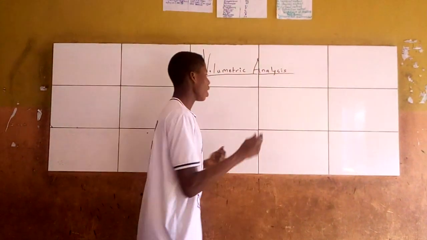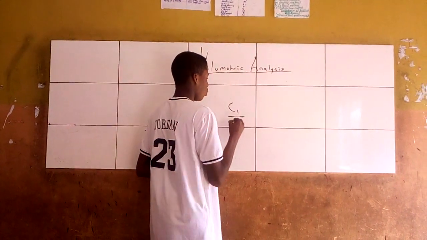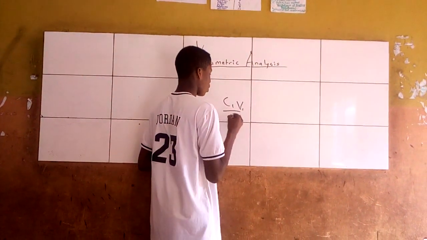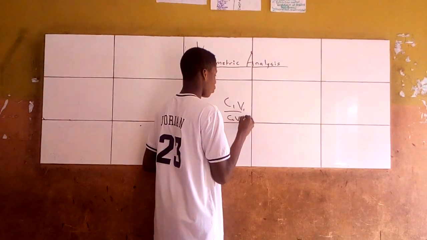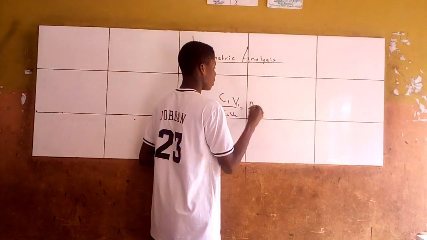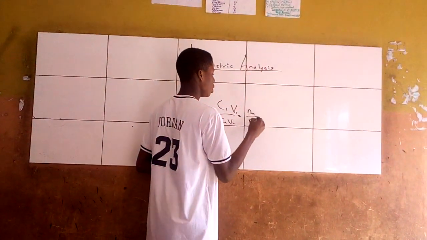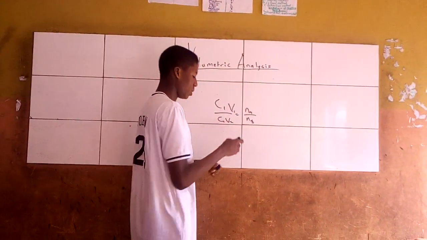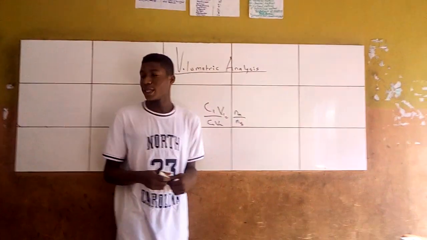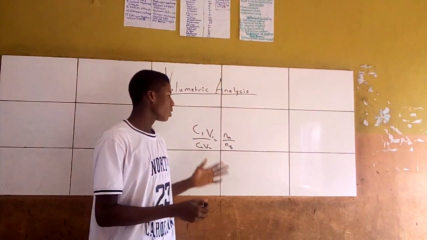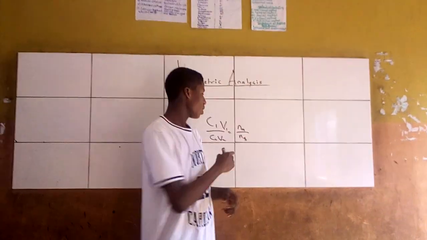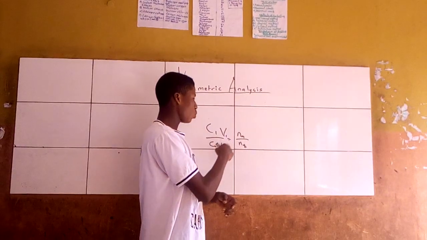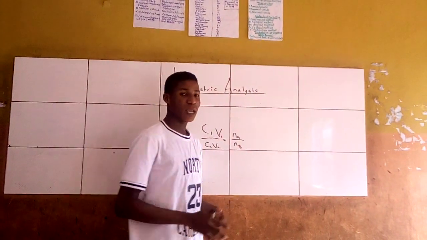And this formula will be used a lot to calculate the concentration of acid used. This is the mole ratio of acid to base, the mole ratio of acid to base. So this formula will be used a lot: CA VA over CB VB equals nA over nB.